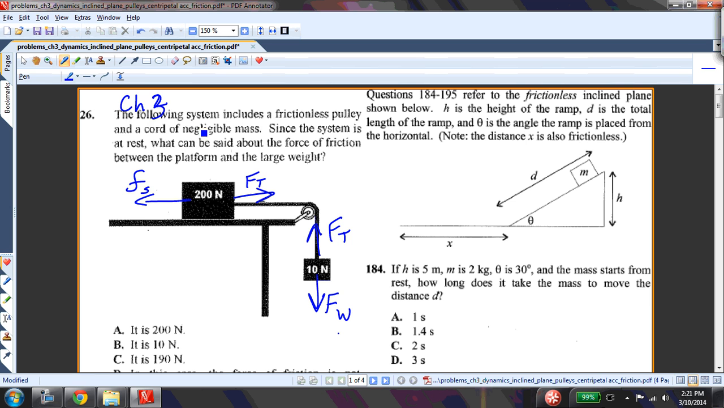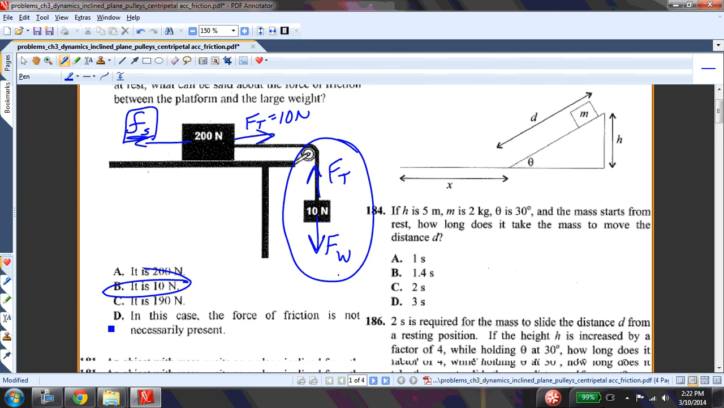Now, this is stationary, it's not moving, so these two forces have to be equal. The tension equals the weight, so tension equals 10 newtons. And this tension right here is the same as that tension. So I have 10 newtons there, and since it is stationary, Fs, which is what it's asking about, has to be 10 newtons. So B is the right answer.